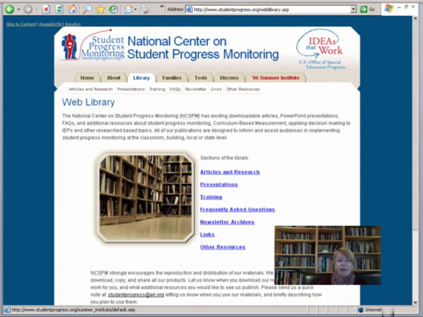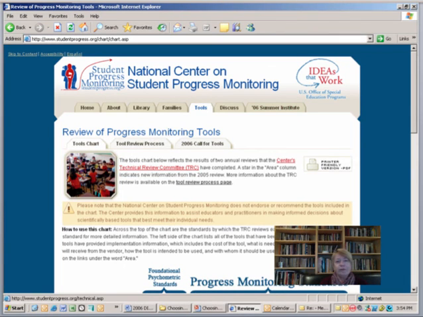It shows you what's in the web library, lots of research on curriculum-based measurement if this is something that you're interested in, links to other resources and so forth. You'll find it, again, a useful tool. And then in particular, you may find these progress monitoring tools to be particularly helpful.